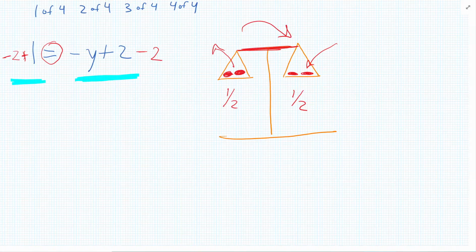Why did I subtract 2 on this side? Well, I had 2 things. I wanted to get rid of them. The only way to do that is to subtract 2 on the other side. And what's the point of that? The point of it was I want to make that 0. Anything plus 0 is just itself.